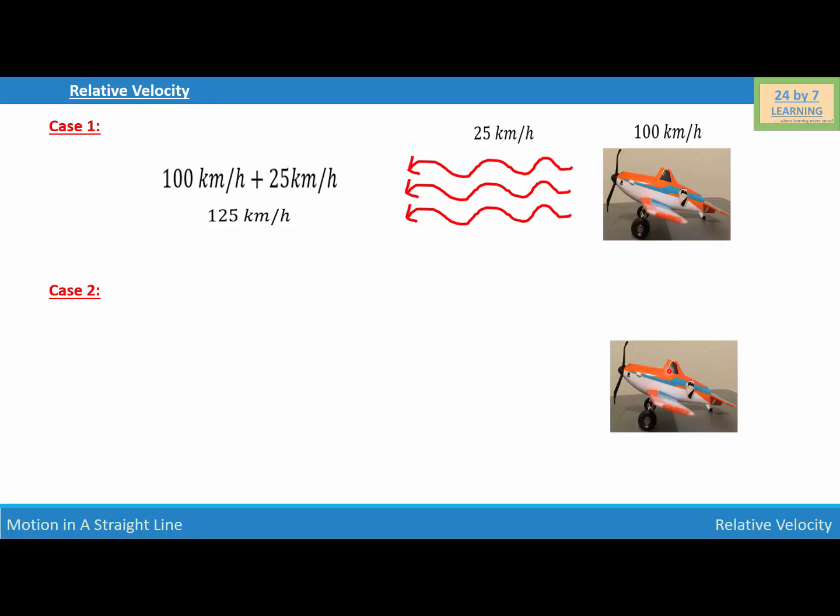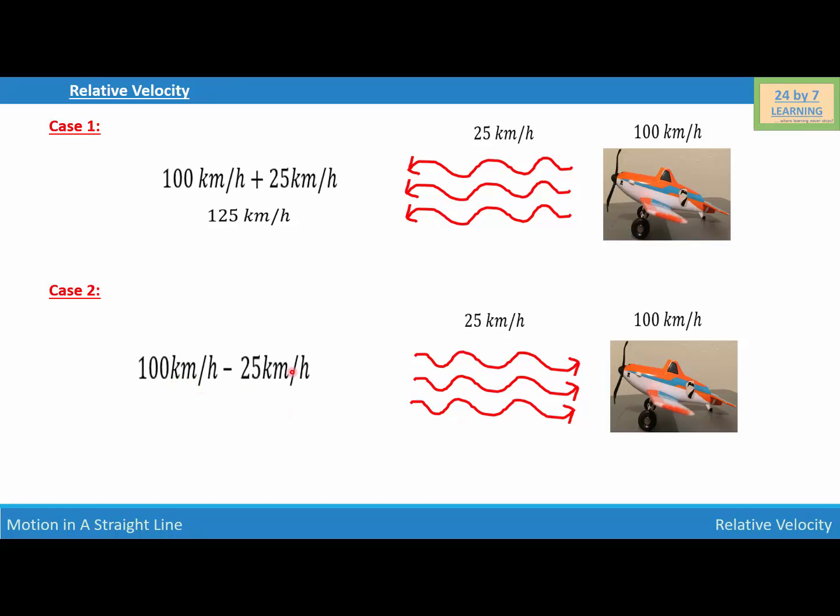The second case is the aircraft is moving with 100 km per hour in this direction, but the wind is moving at a speed or velocity of 25 km per hour opposite to the speed of the aircraft. Can you guess what will be the resultant speed? Yes, you're right. We will subtract both the two speeds or velocities. So basically we are subtracting 100 km per hour minus 25 km per hour, and that will give us 75 km per hour.